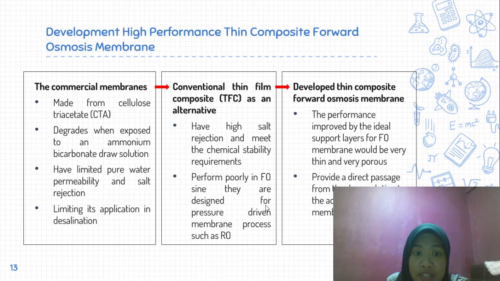Okay, next is the development of the high performance thin film composite forward osmosis membrane. This slide shows the development of the high performance thin film composite FO membrane. Commonly, the commercial membrane made of cellulose triacetate, CTA, easily degrades when it is exposed to ammonium bicarbonate draw solutions, and has a limited pure water permeability and also salt rejection. Then we developed the conventional thin film composite as an alternative, which has a high salt rejection and meets the chemical stability requirement. However, it performed poorly in FO since it was designed for pressure driven membrane processes such as RO. Thus, development towards the thin film composite forward osmosis membrane resulted in improved performance, as the ideal support layer for FO membranes would be very thin and porous.